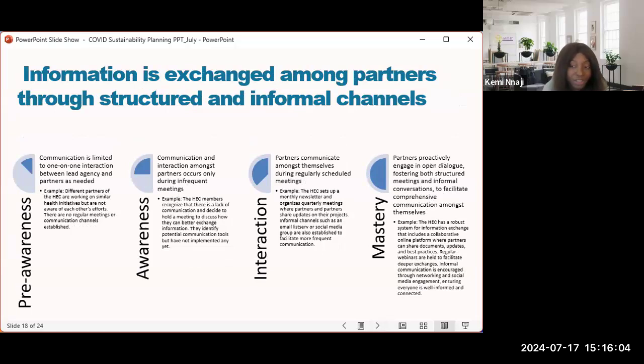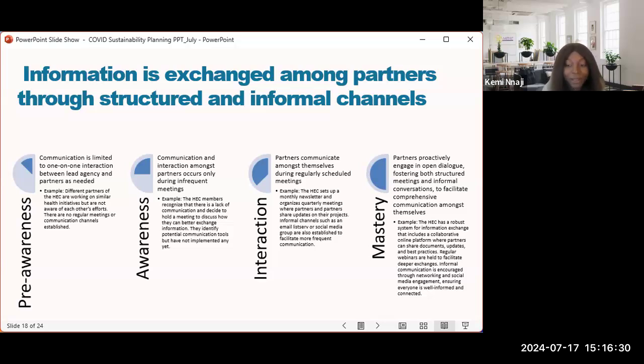During the awareness stage, communication might occur, but only during infrequent meetings. And at the interaction stage, partners communicate amongst themselves during regular scheduled meetings. But mastery is where there's a robust system for information exchange, including online platforms, fostering comprehensive communication among partners.